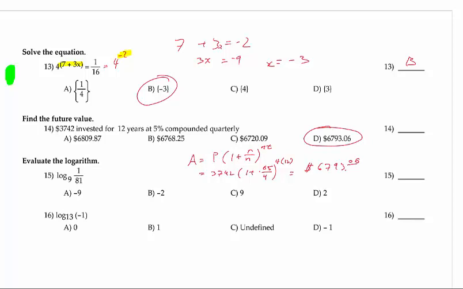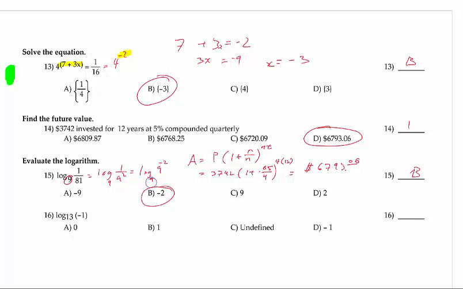All right, number 15. You're simply looking at what exponent do I have to put on 9 to get 1 over 81? Well, 81 is 9 squared. Log of 1 over 9 squared is the same as log base 9 of 9 to the negative 2. So what exponent do I have to put on this 9 right here to get 9 to the negative 2? Well, of course, the answer is negative 2. Select B.